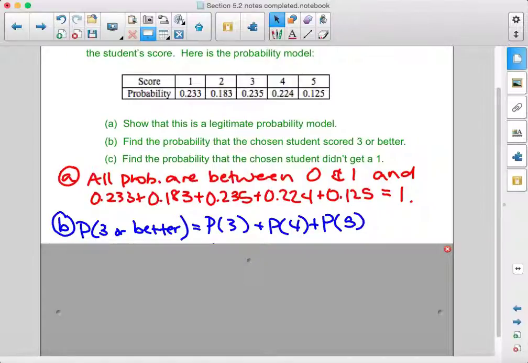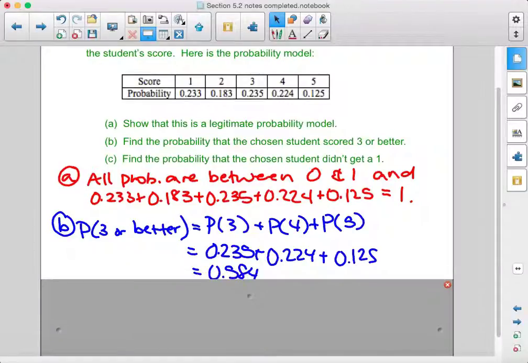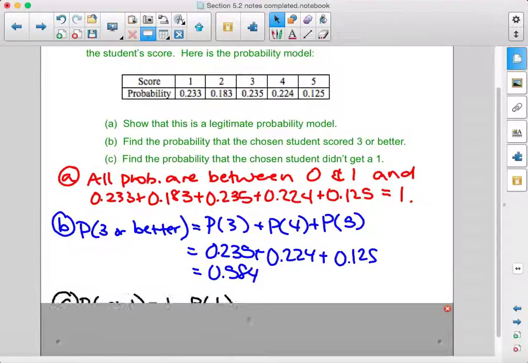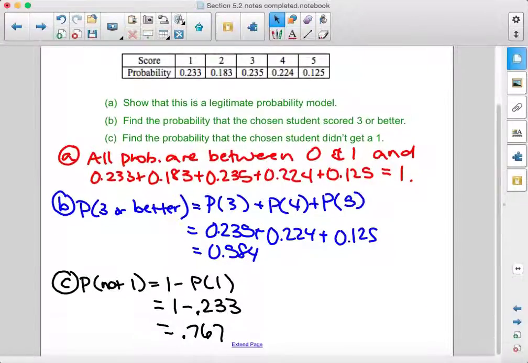Part B, find the probability the chosen student scored 3 or better. Well, that means they got a 3, 4, or 5. So I just add all those probabilities together to get 0.584. And finally, part C, find the probability the chosen student didn't get a 1. Easiest way to do that is just use the complement rule, 1 minus the probability the student did get a 1, which simplifies to 0.767.